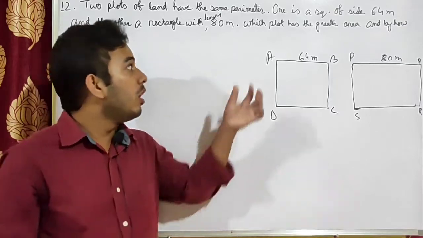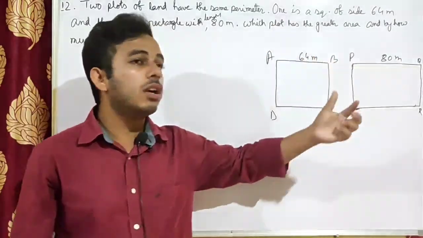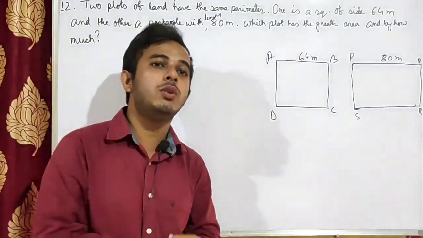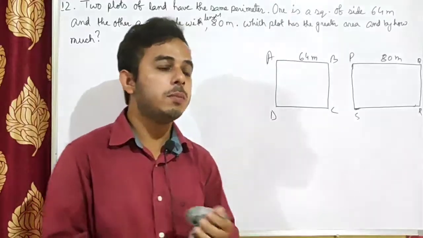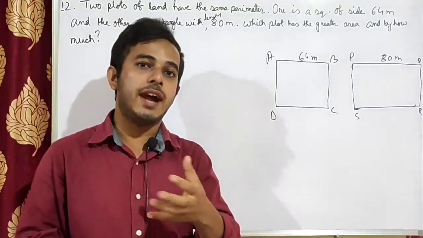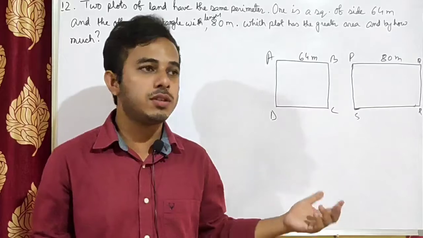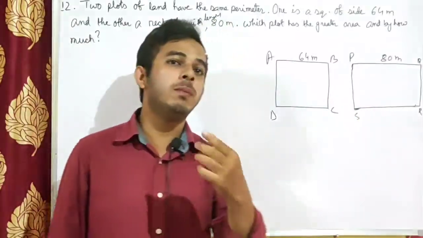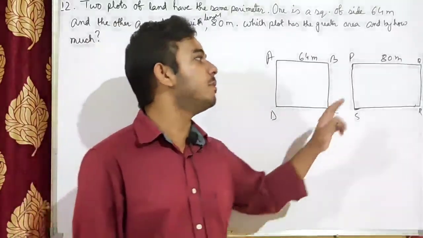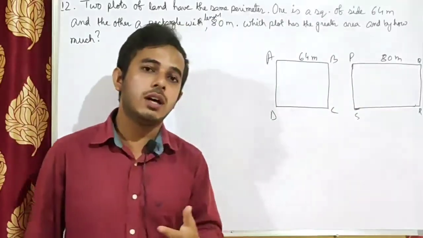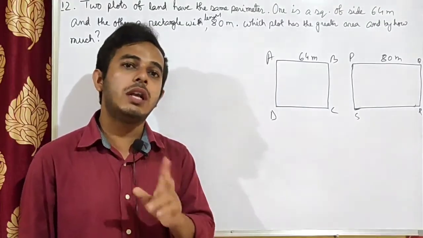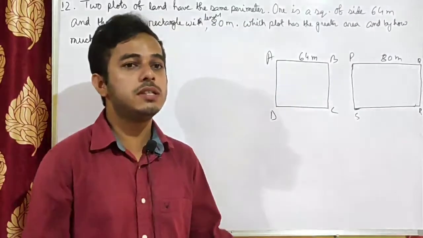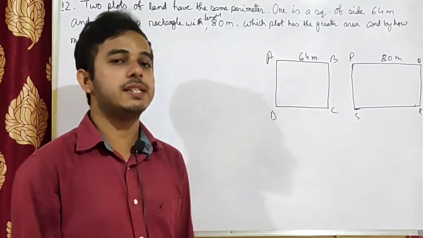So which plot has the greater area? For finding the area of the square plot, we need no other measurement, because we have the side, and area of square means side into side, we can easily find out. But for finding the area of this rectangular plot, we must need one more measurement, that is breadth, because in finding area of rectangle we need length and breadth. Here only length is given. So how to find breadth? This is our main question in this exercise.